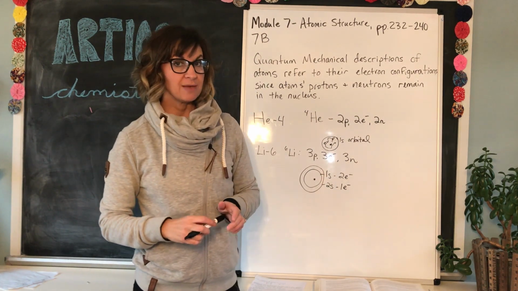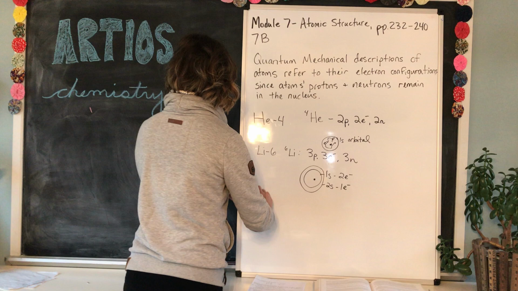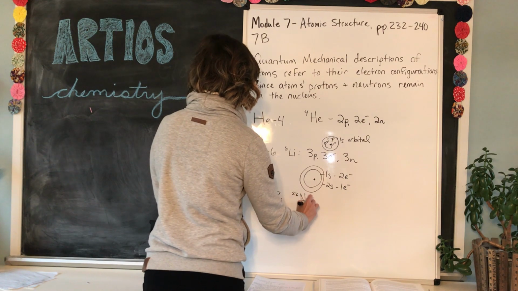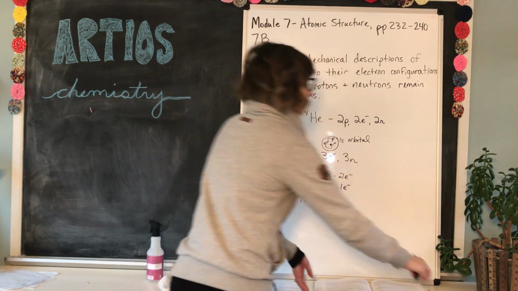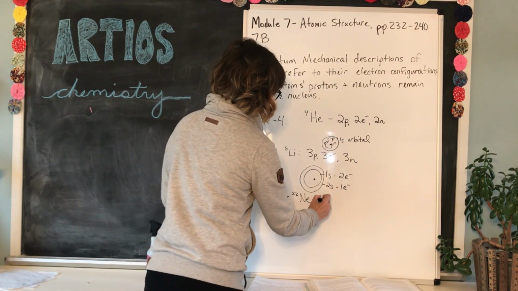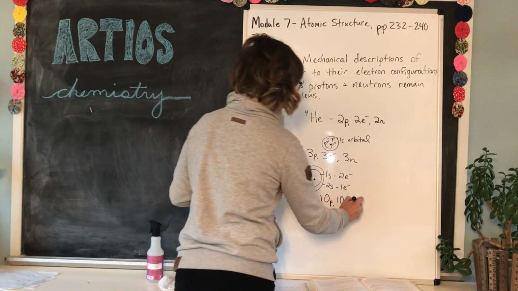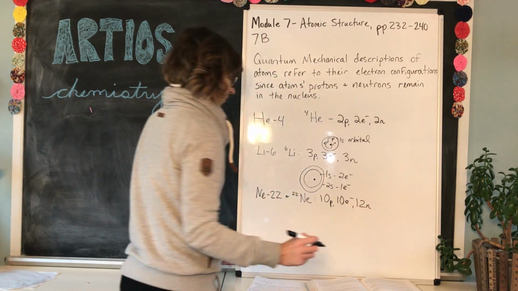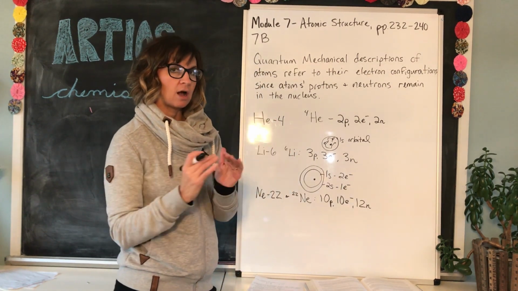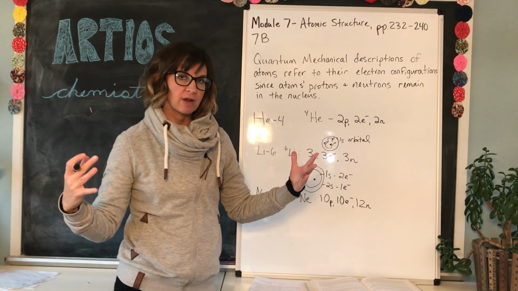Let's take it up a notch and do a bigger atom. Let's try neon. Neon 22. Okay? The atomic number of neon is 10, which tells us we have 10 protons, 10 electrons, and then we must have 12 neutrons, okay? So where are those 10 electrons? This is the order that the orbitals would get filled in, going from the lowest energy orbital to greater energies, okay?